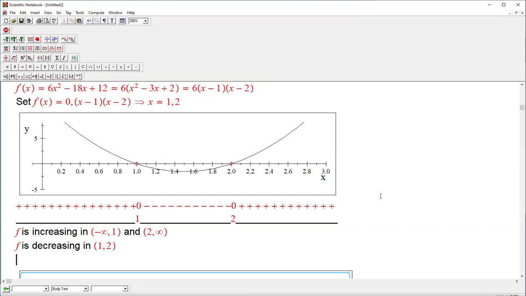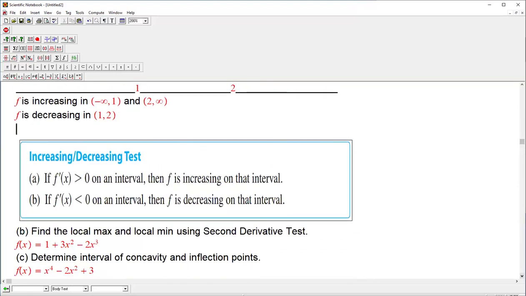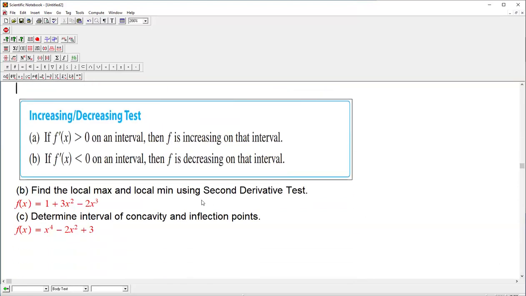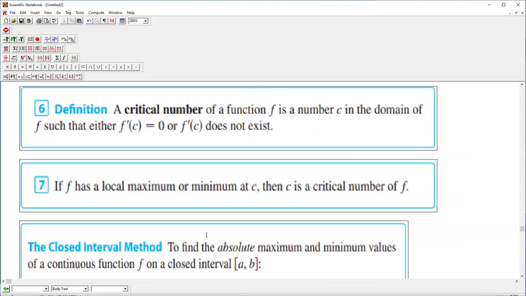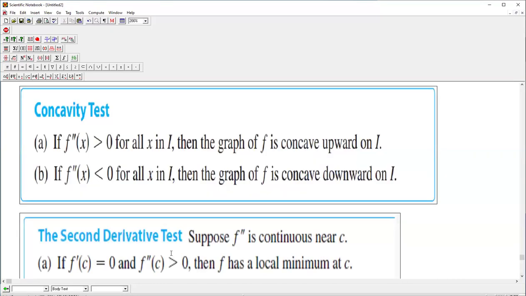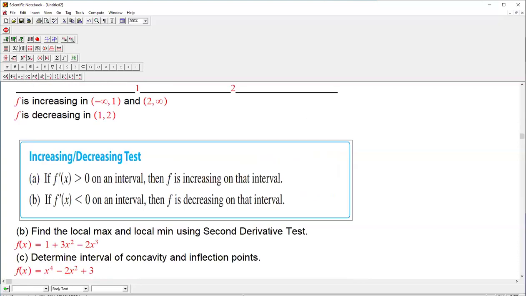Now let's look at the second question. The second question is about using the second derivative test. So what is the second derivative test? We're going to look for that test and bring it up.